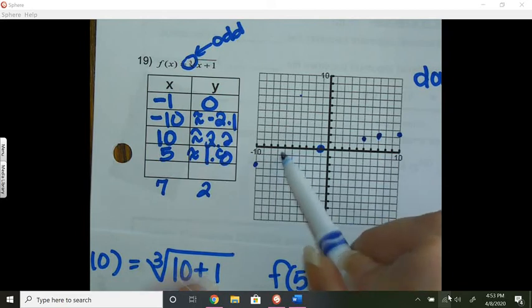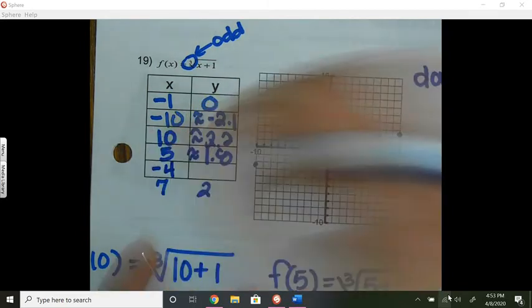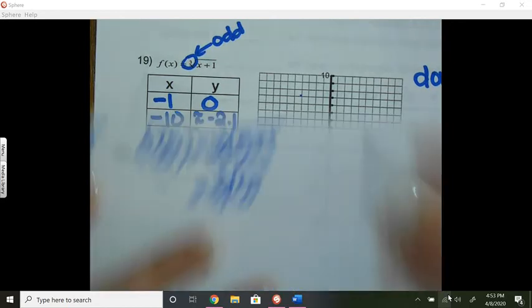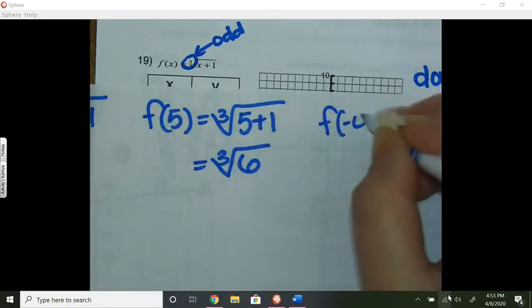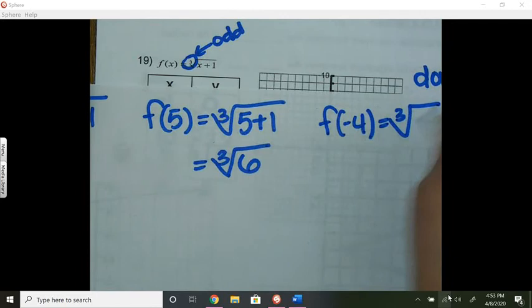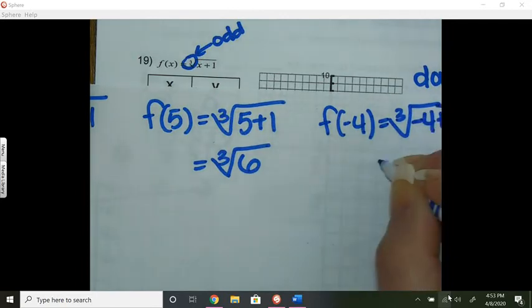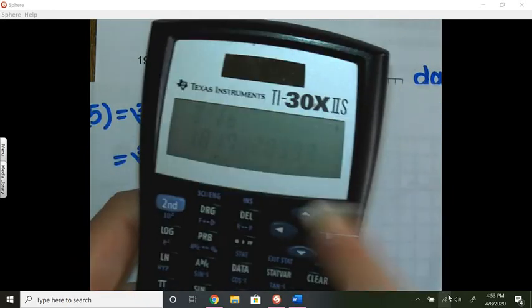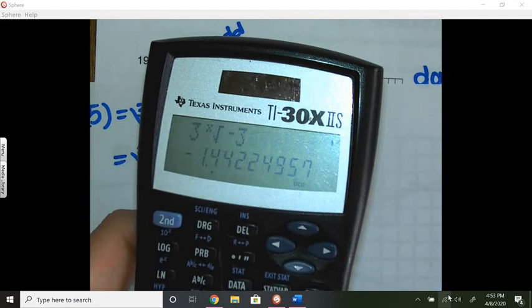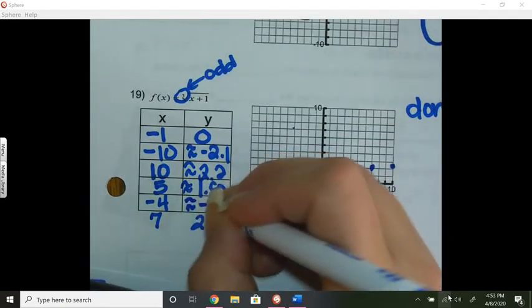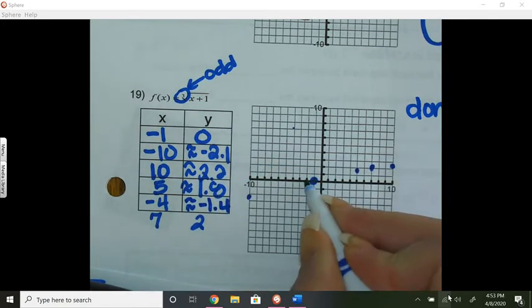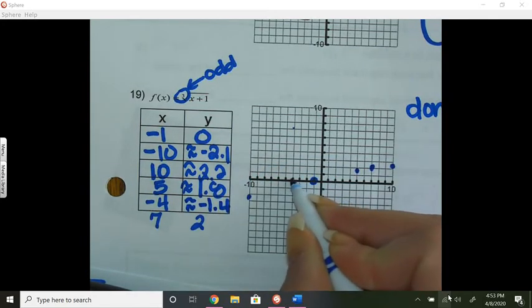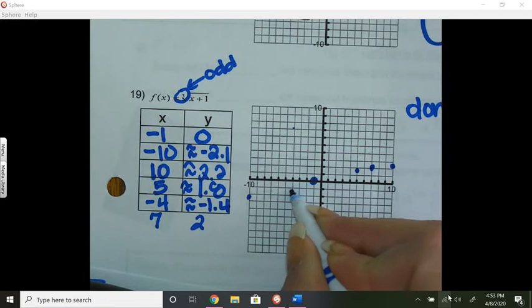Okay, so now I want to see where the graph goes here. So maybe now I'm going to pick, I don't know, negative 4. So now I'm going to plug in negative 4. And we get the cube root of negative 3. So what times itself 3 times is negative 3. And that's about negative 1.4. So about negative 1.4. So I'm going to go to negative 4 and go down 1 and almost halfway.